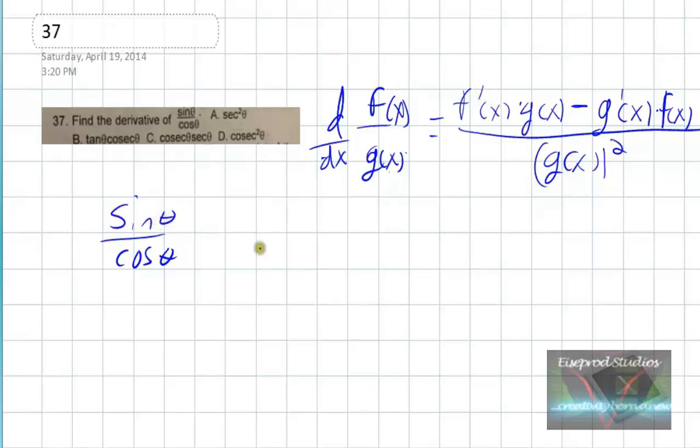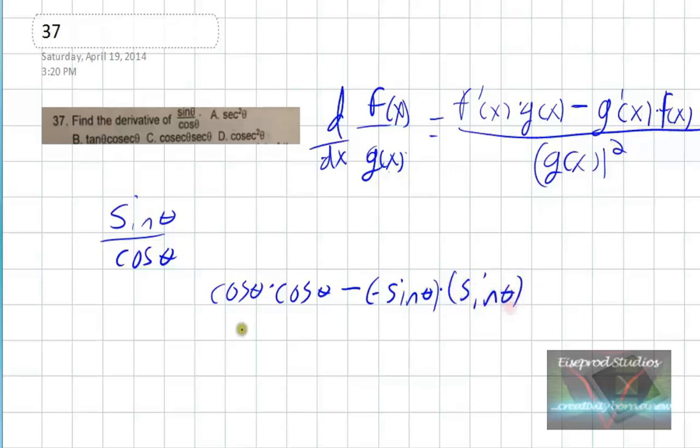So the derivative of sine is cosine, and we're going to multiply it by the bottom function, which is cosine. And then we're going to subtract this next part. So the derivative of cosine this time is negative sine. And we're going to multiply it by the top function, sine theta. All of this is going to be over the bottom function, cosine squared.